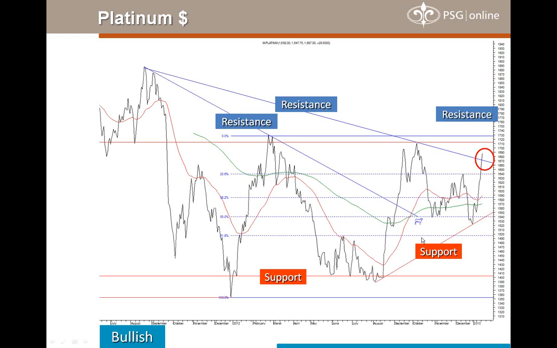We're calling this bullish at the moment. It's trading above those moving averages, and it's breaking above resistance. So there might be opportunities in the platinum mining sector compared to gold.